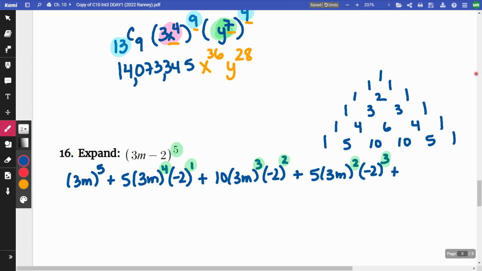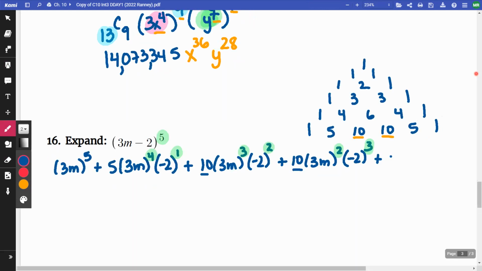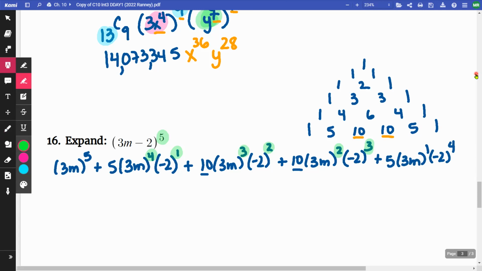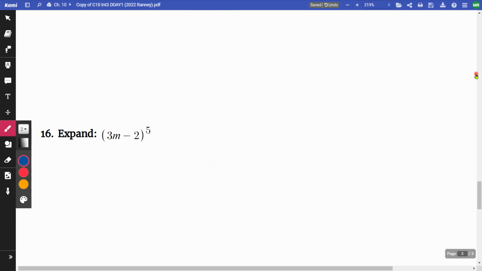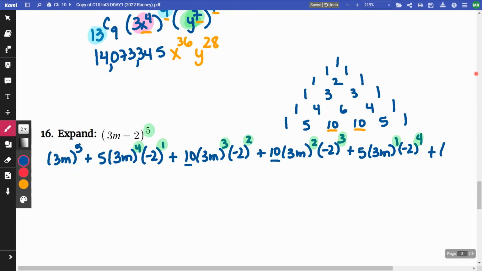And then I am going to have, oops, I needed 2 10s. I apologize. Okay, I had a 10 and a 10. And then I'm going to have 5 times 3m to the first and -2 to the fourth, which adds to 5. And then I'm going to have plus -2 to the fifth.